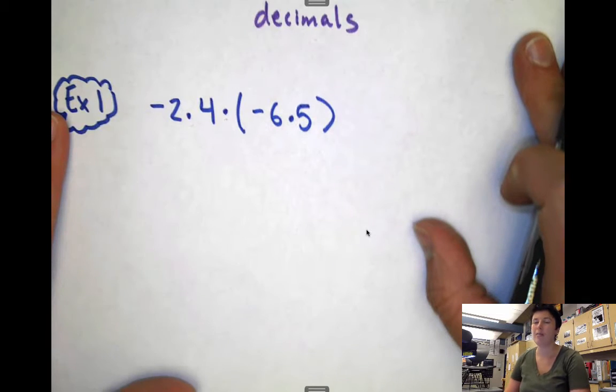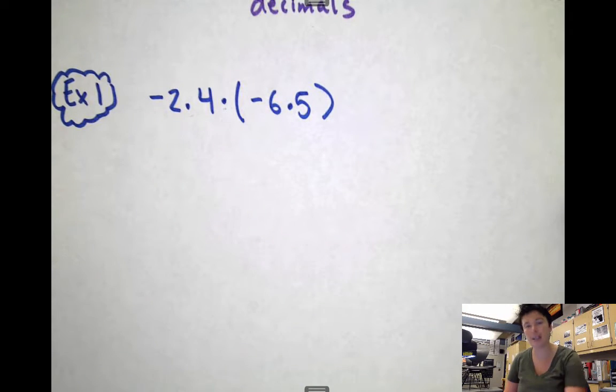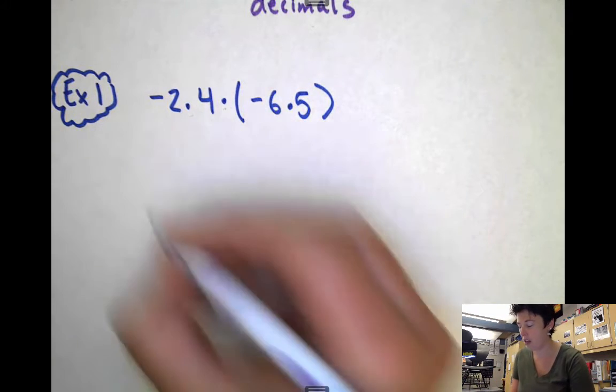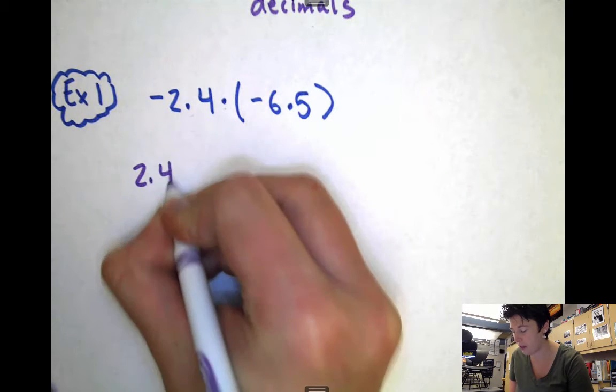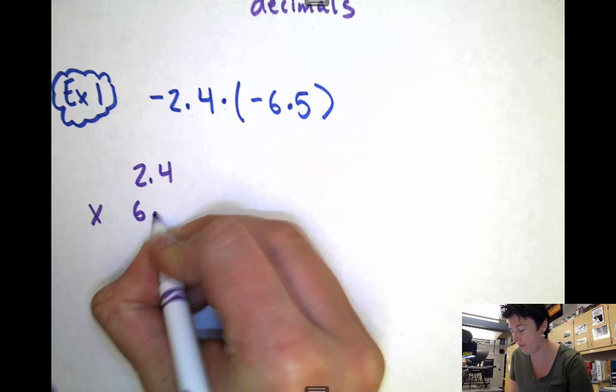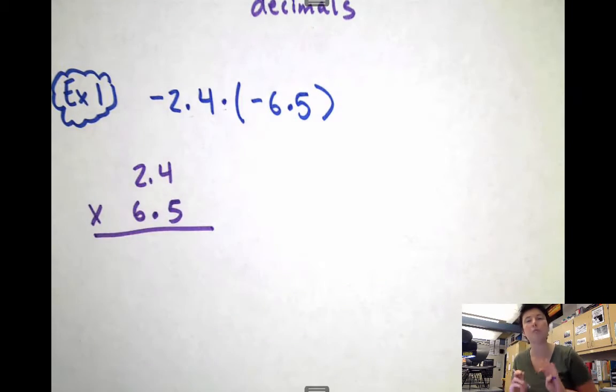So here's what you need to remember. First off, when you're multiplying decimals, it's easy to stack the decimals up vertically to do the multiplication. So I'm going to take 2.4 and times it by 6.5. And I'm going to totally forget about those negative signs until the end. Let's just figure out how to multiply first.